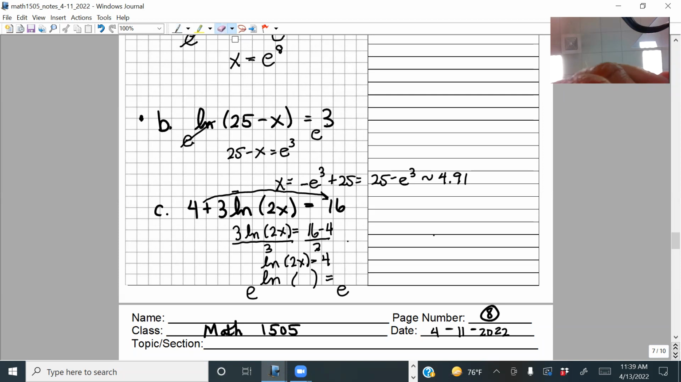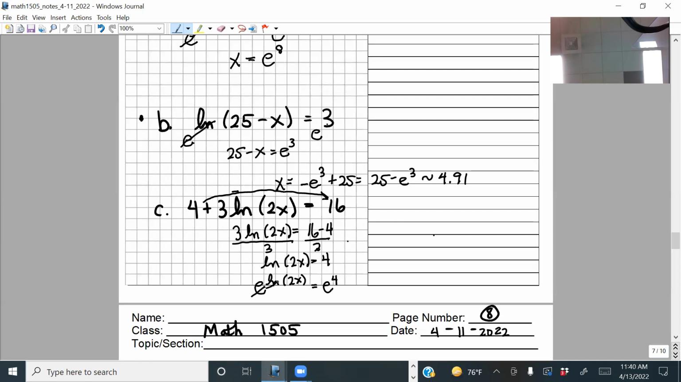Now we have it in the shape that we were hoping for, right? We just have natural log by itself on one side of the equation. And so now we can raise e to both sides so that we can undo that natural log. So again, you get this big power of e. Well, it's not that big. e to the 4th power on the right-hand side.